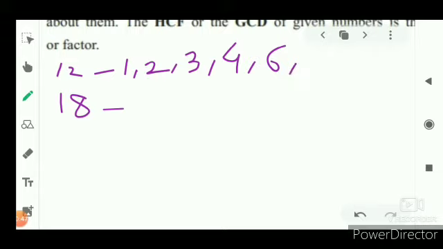Then it is divisible by 12. Then 1, 2, 3, 4, 6, 12 are the factors of 12. Now we will see what are the factors of 18.